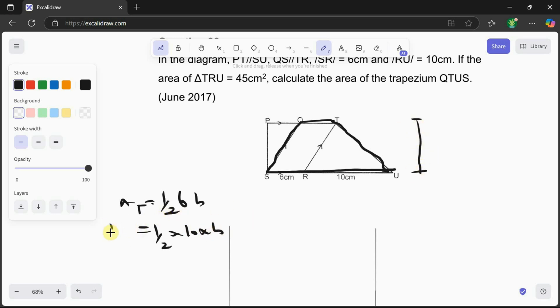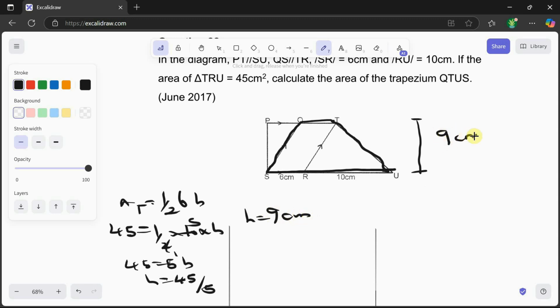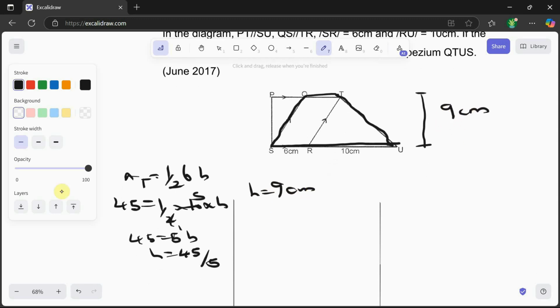But this is 45. Two ones are two, two fives are ten, so 45 is equal to 5h. So our h is equal to 45 over 5, which is 9 centimeters. So this is 9 centimeters. If this side is 6 centimeters, this side is also 6 centimeters, right? Because this side is parallel to this one, so the length of this line is the same as the length of this line.